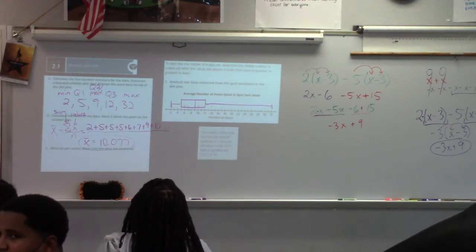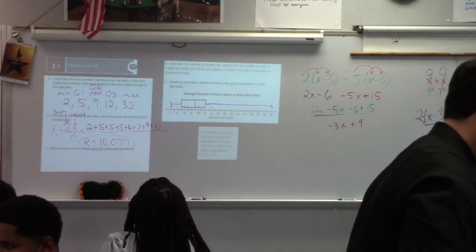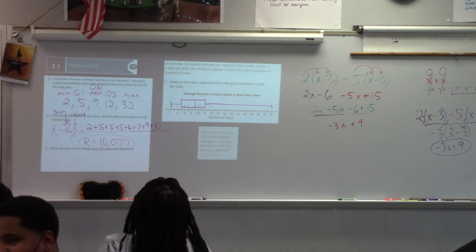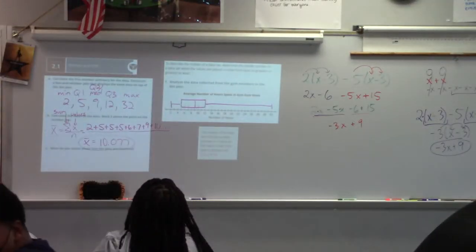10.0769. So that's why you add all the numbers. You put in 5 plus 5 plus 5. But you see how there's a 6 right here? So you need to add that 6. You need to add that 7, that 9, that 10, those 3 12s, that 14, and that 32.